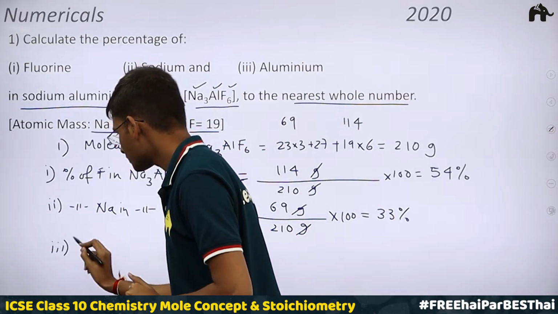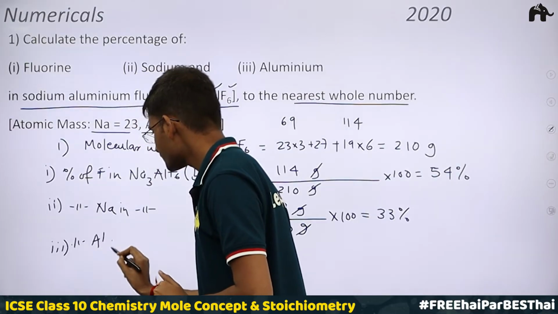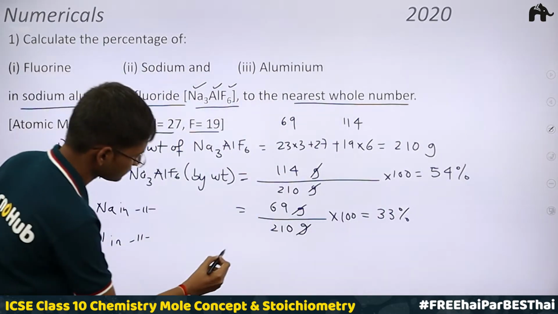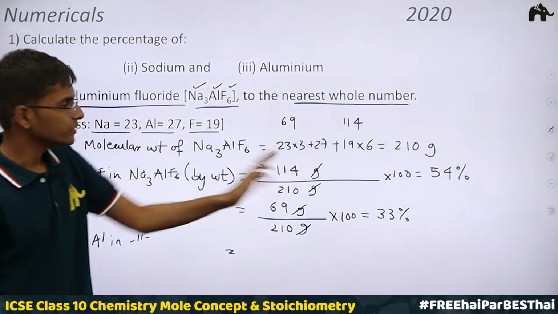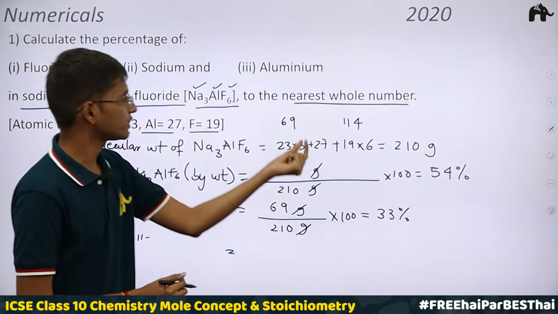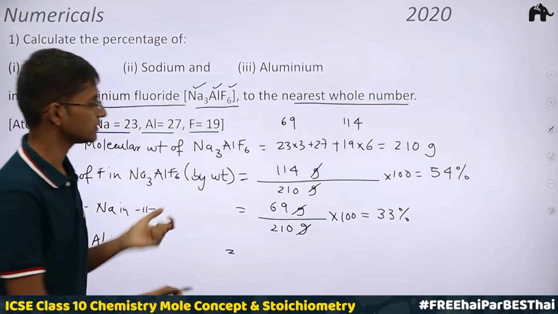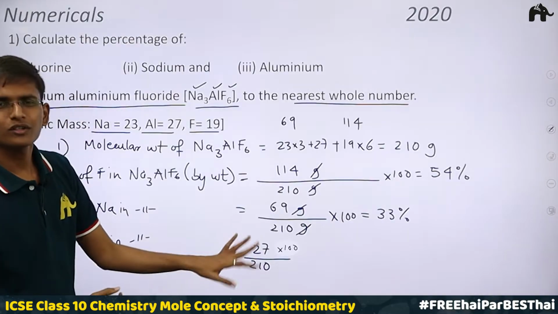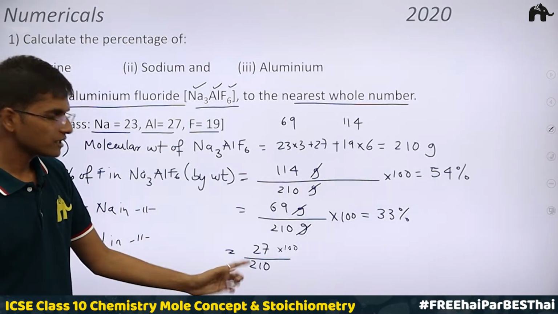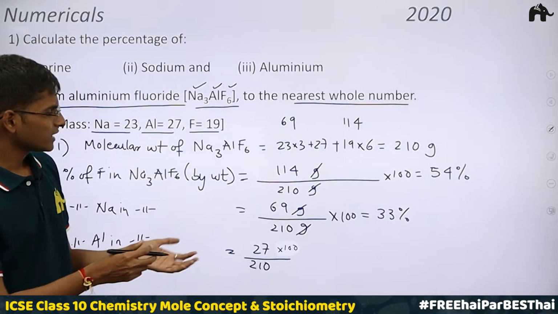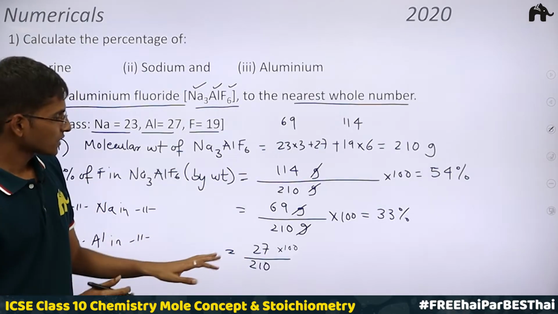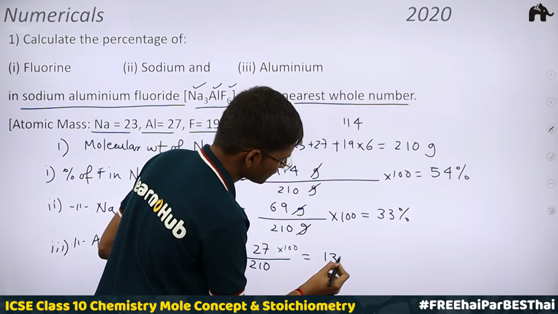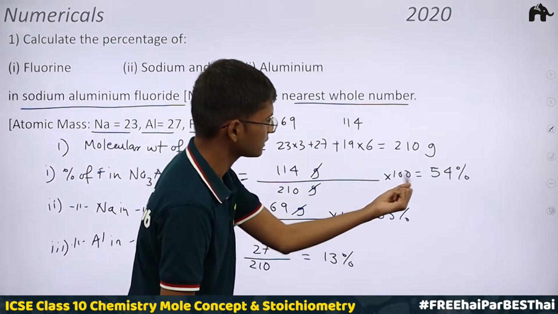Same way, percentage of aluminium in Na3Al(F6) by weight. It would be total atomic weight of aluminium. Now see, there is only one atom of aluminium, so total atomic weight would be just one atom's weight, 27, by 210. Now see, it's more than 10%, right? 21 is 10% of 210, so more than 10%, and it's less than 15%. So I guess it would be between 10 and 15%. If you would solve it, you would get around 13%, something like that.